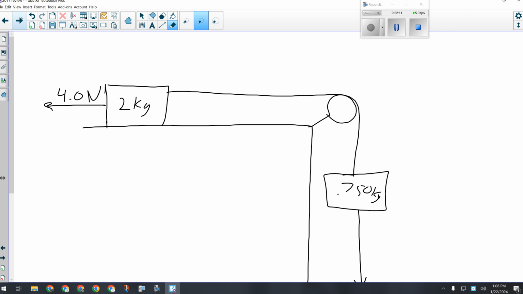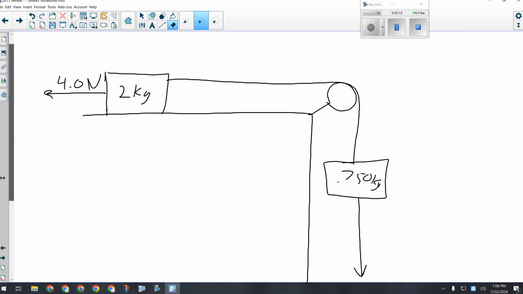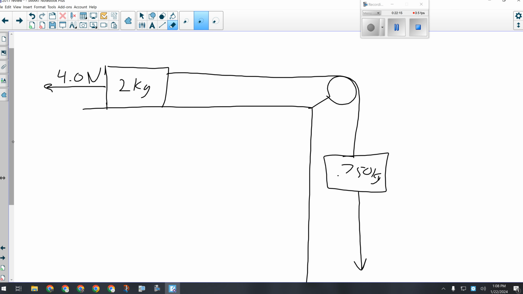Okay, see what we remember about systems. I want you to tell me the acceleration of the 2 kilogram mass if there is 4 newtons worth of friction resisting the 2 kilogram mass, and this is 0.750 kilograms over here. Give you a couple minutes on that system.